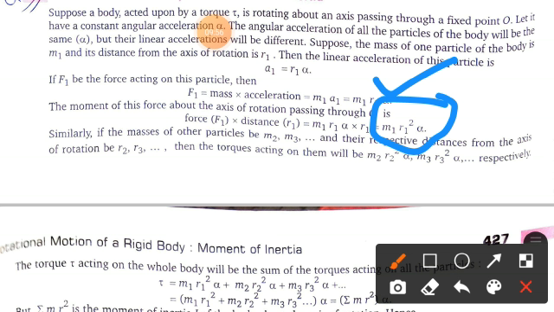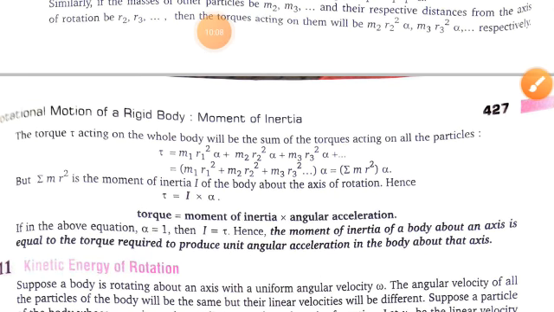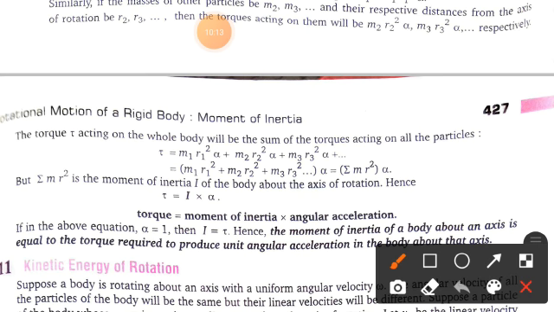Similarly, if the masses of other particles be m1, m2, m3 and their respective distances from the axis of rotation be r2, r3, then we can write it like this respectively. So the torque acting on the whole body will be the sum of the torque acting on all the particles. So this changes to this form: tau is equal to m1 r1 square plus m2 r2 square plus m3 r3 square and so on, multiplied by alpha.